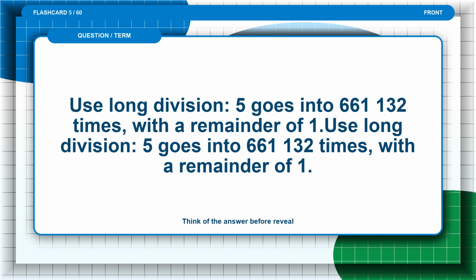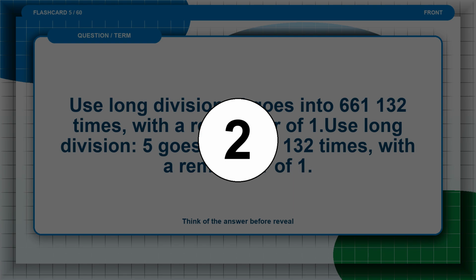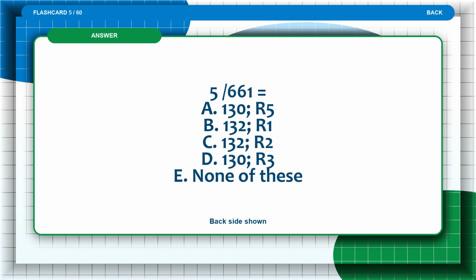Flashcard 5. Use long division. 5 goes into 661 132 times with a remainder of 1. Think of the answer before the reveal. The answer is 661 divided by 5 equals: A, 130 R5; B, 132 R1; C, 132 R2; D, 130 R3; E, none of these.